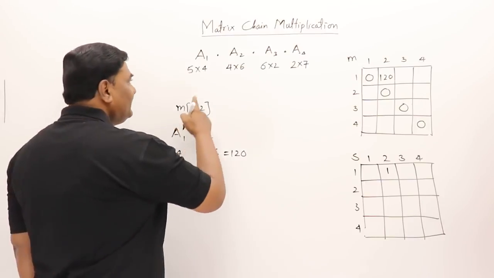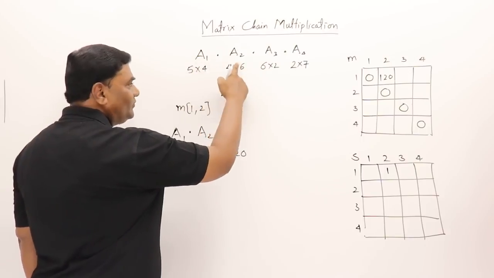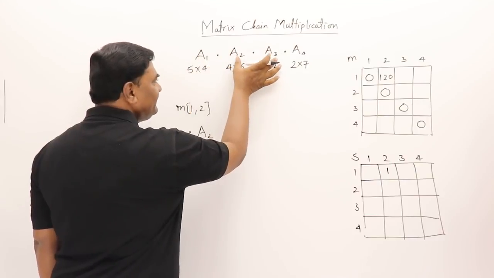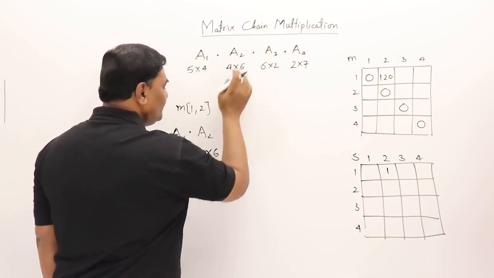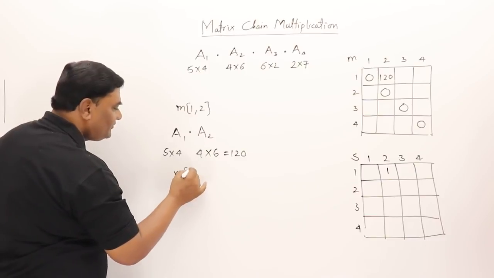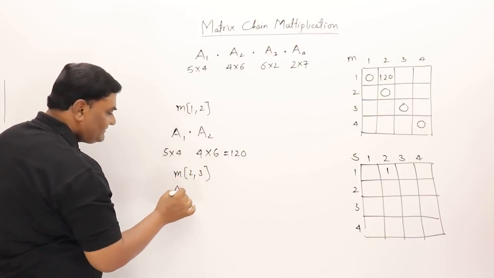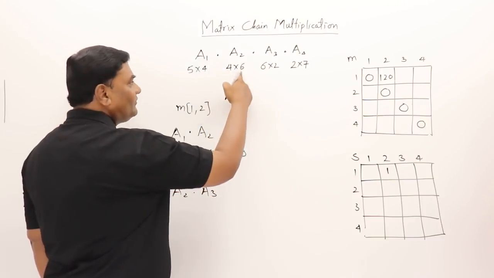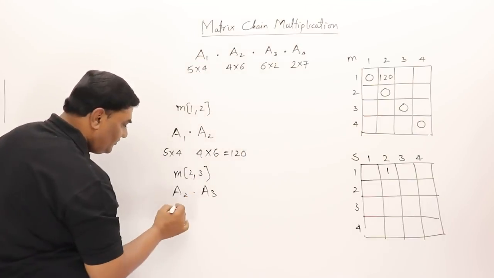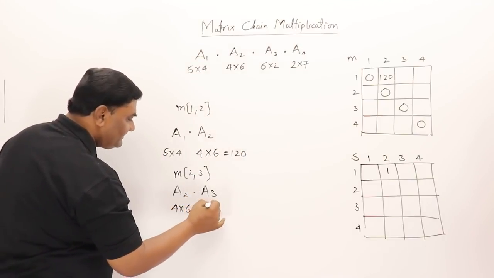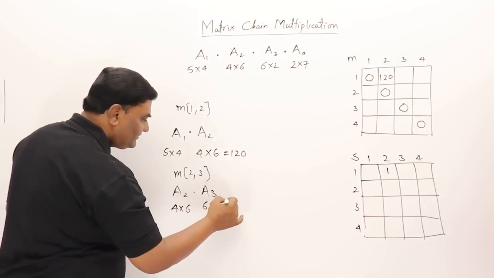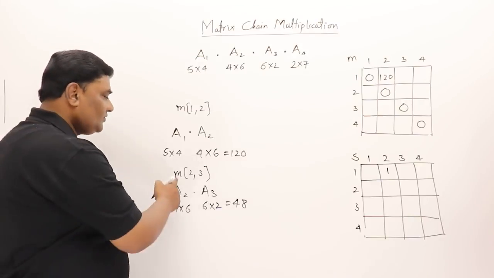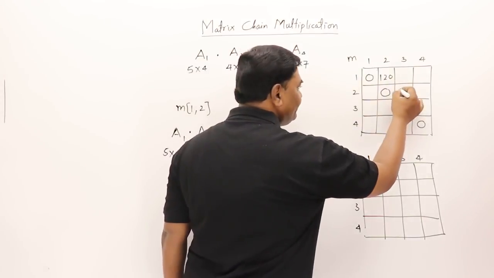Now next I will try, A1 to 2 is over. Now 2 to 3, I will select this pair. First I selected this, next I am selecting this, after that I will be selecting this. So 2 to 3 I will select. So M of 2 to 3, that is A2 with A3. What are the dimensions? 4 comma 6 and 6 comma 2. 4 into 6 and 6 into 2. So this will be 48. Right? So M of 2 comma 3 is 48.